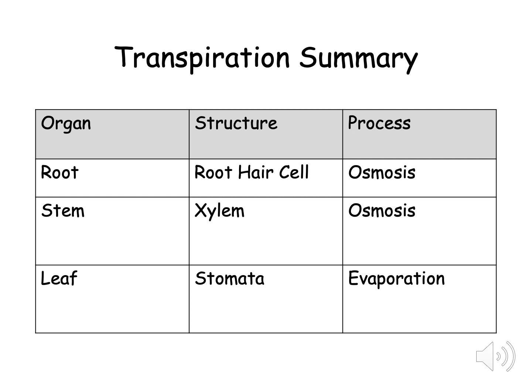This table just shows a summary of the transpiration stages, their organs, their structures, and their processes. So in the root organ, the structure that you've got there is the root hair cell, and the process is osmosis, which is just water movement. In the stem organ, the structure is the xylem, and again the process is osmosis. And finally, in the leaf organ, the structure is the stomata and the process is evaporation. So water evaporates out of the stomata.